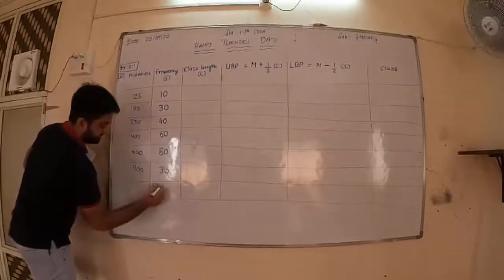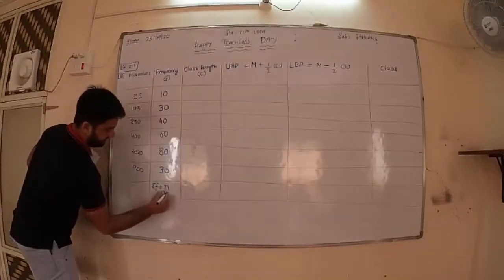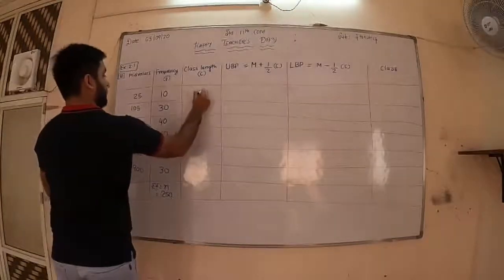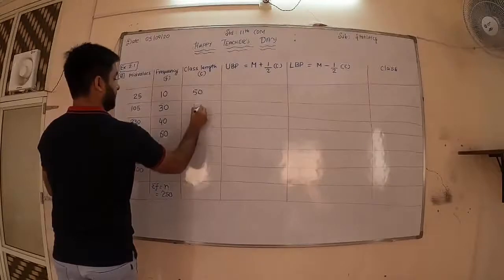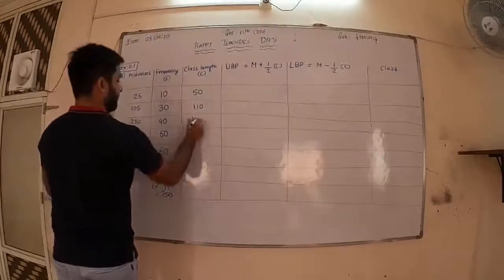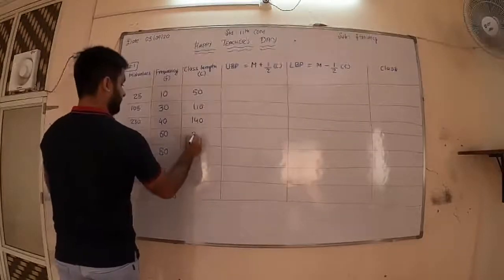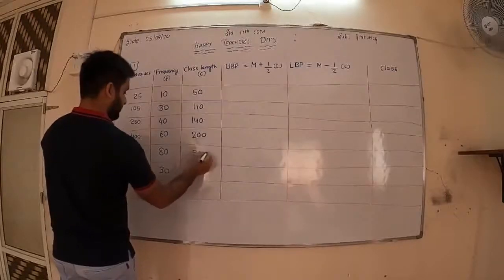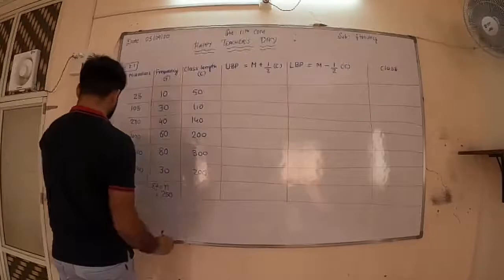Sigma F is equal to N, which is equal to 250. Class lengths: 50, 110, 140, 200, 300, 200.